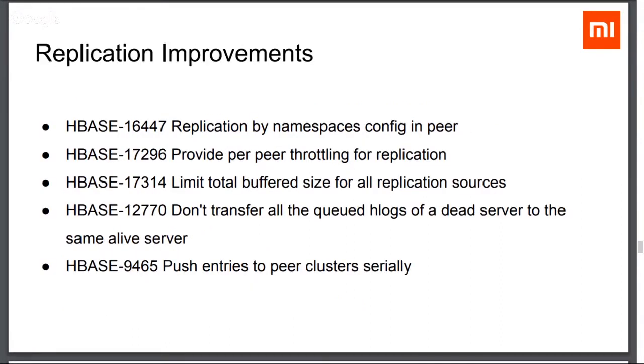We use replication to push data because we have many data centers. Here are some important improvements on replication in the past year. The first one is pushing all tables in a namespace, so when we create a table, we don't need to append the table to the peer. The second one is throttling at peer level rather than region server level. The third one is to prevent out-of-memory when we have many peers. The next is to transfer only one log from a dead region server. This is to prevent all logs of dead region servers being transferred to only a small number of region servers. The last one is push data serially, and I will show more details.